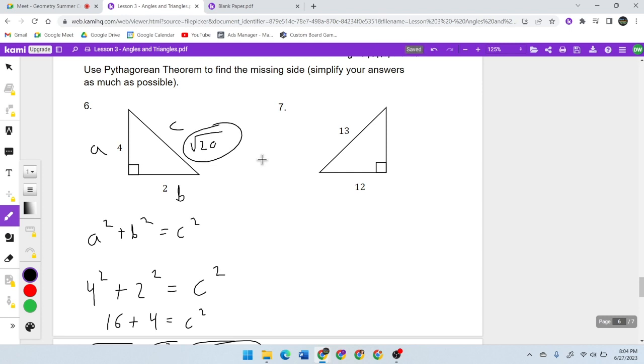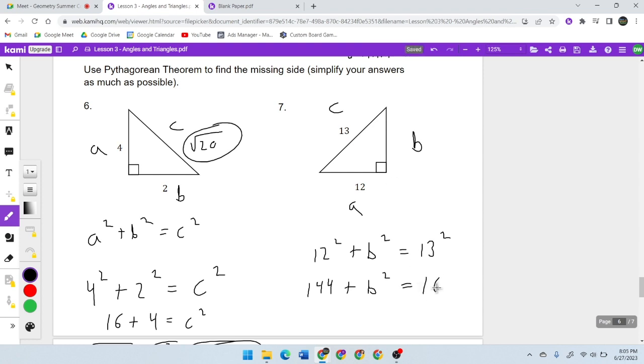And then for number 7, we're basically doing the same idea. Let's call 12 side A. Let's call the missing side B. And let's call the hypotenuse, the 13, side C. Again, I'm going to say a squared plus b squared equals c squared. This time, it's going to be 12 squared plus b squared equals 13 squared. So then 12 squared is going to be 144 plus b squared, which is unknown, is equal to 13 squared.